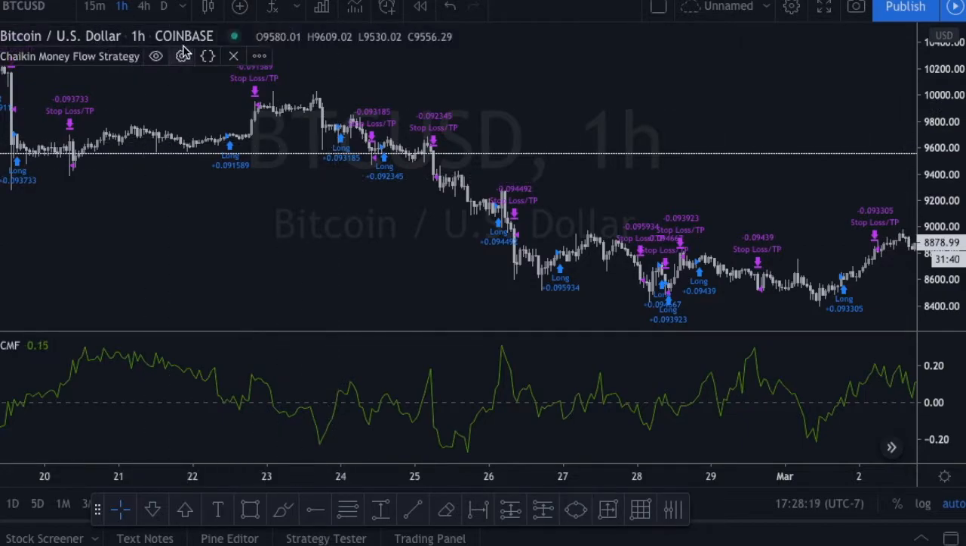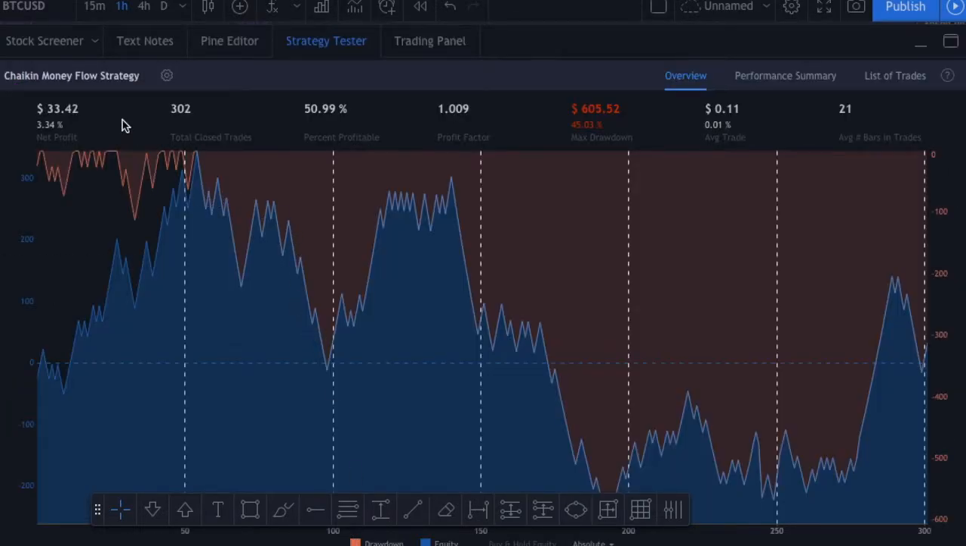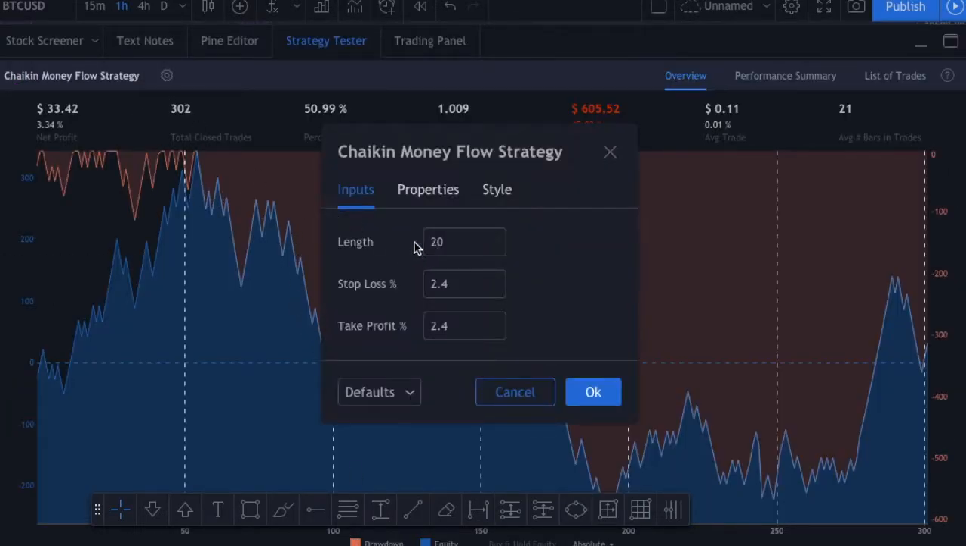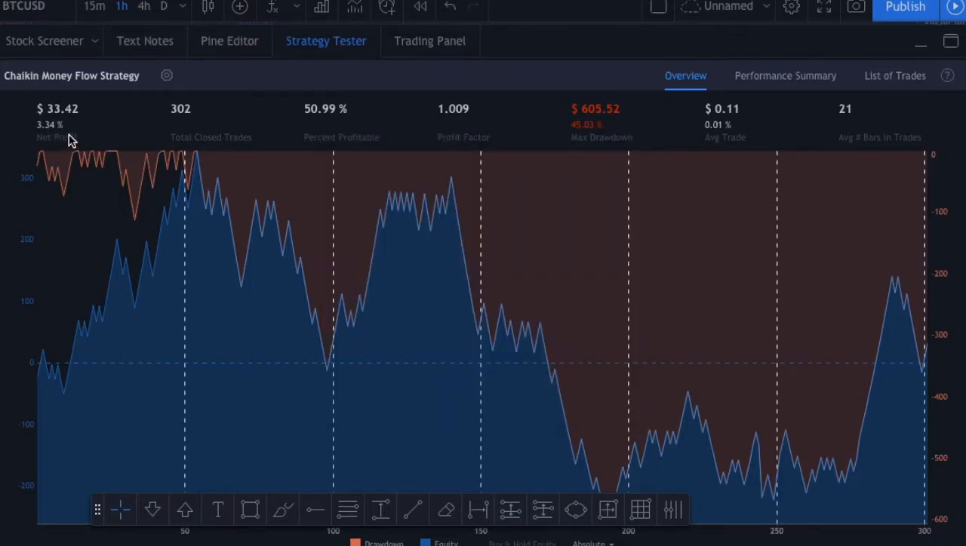Let me get to the actual settings. So let's look at what happens with the default settings. So here's the default settings. We have a length of 20, our stop loss and take profit at 2.4, which is half of the ATR throughout this testing period. And we would have had a net profit of 3.34. But let's see if we can make that better.